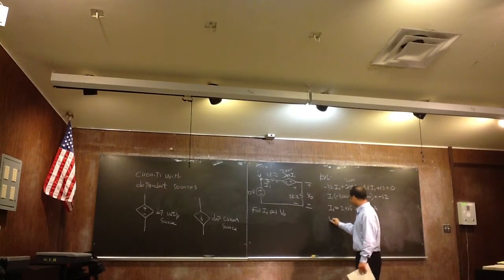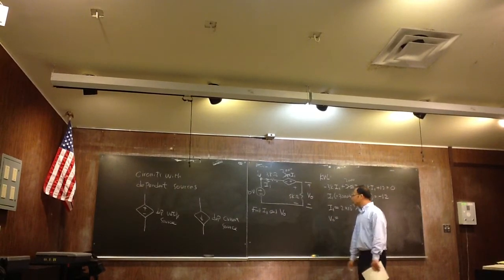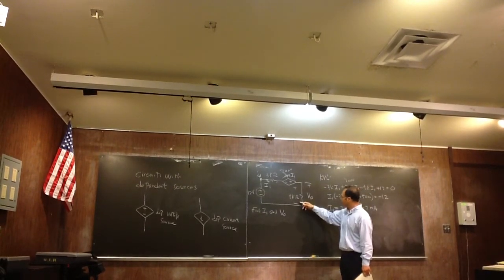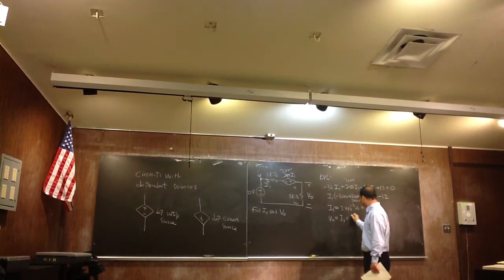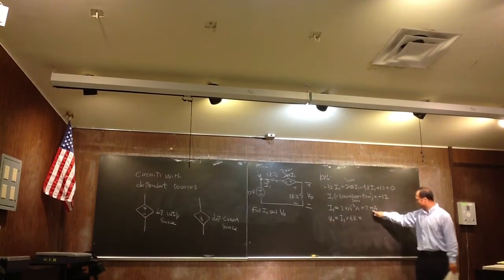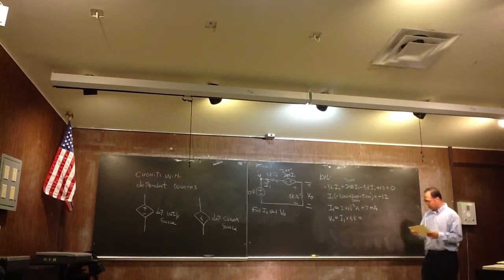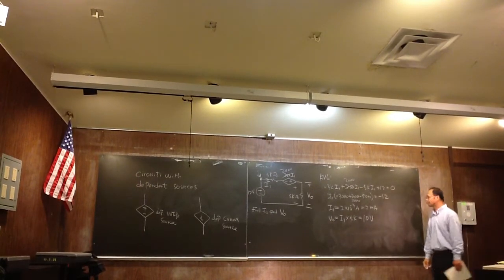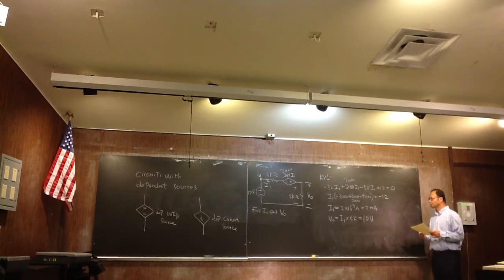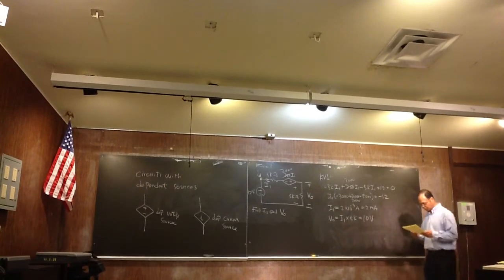Then the voltage on the 5K ohm is equal to I1 times 5K, correct? So 2 milliamp times 5K gives you 10 volts. So that's it. That's how much.